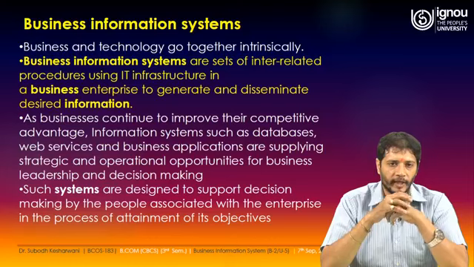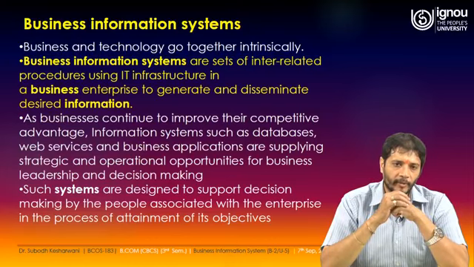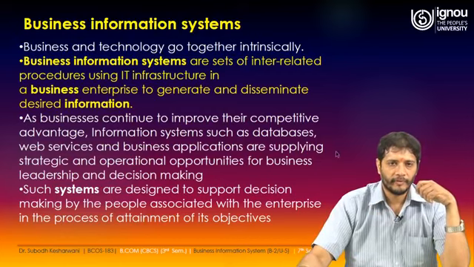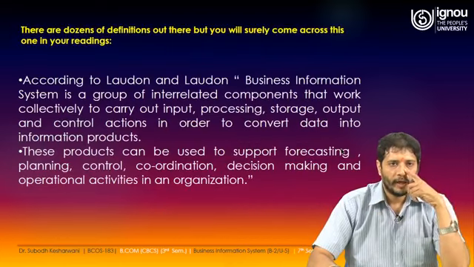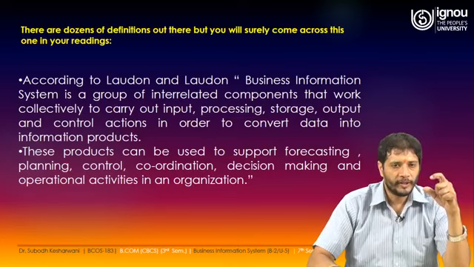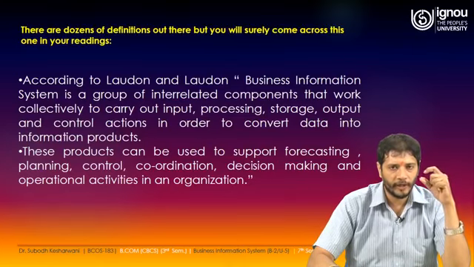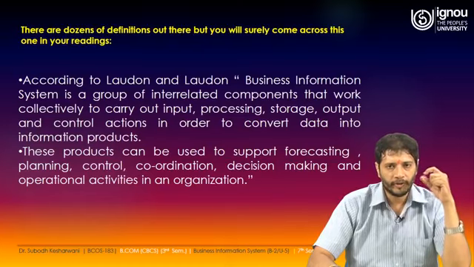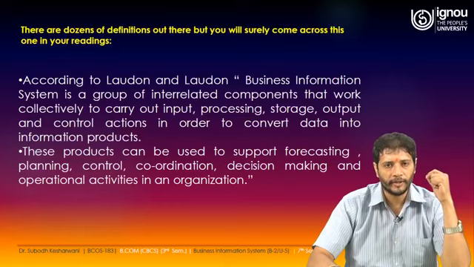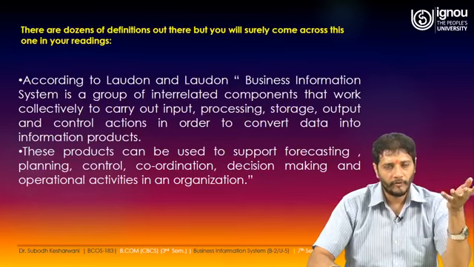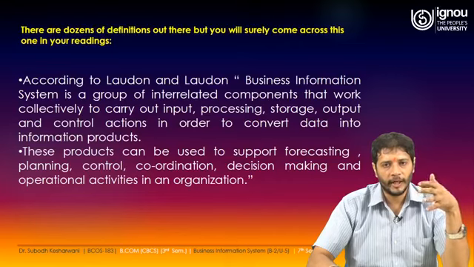Such systems are designed to support decision making by the people associated with the enterprise in the attainment of its objectives. There is a very famous definition by Laudon that a business information system is a group of interrelated components that work collectively to carry out input, processing, storage, output and control actions in order to convert data into information. So right now data is converted into information, then knowledge, and knowledge into wisdom.